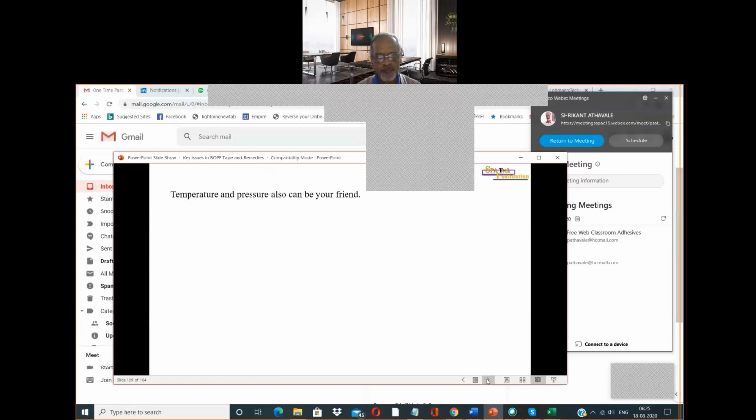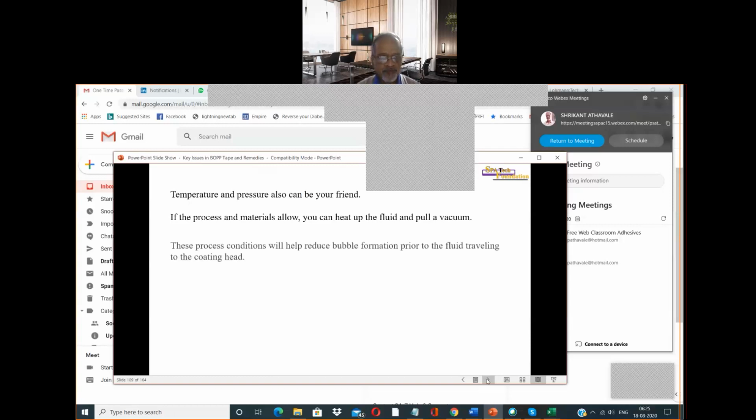Temperature and pressure also can be your friends. If the process and materials allow, you can heat up the fluid and pull a vacuum. In case of BOPP tape, it is not possible.